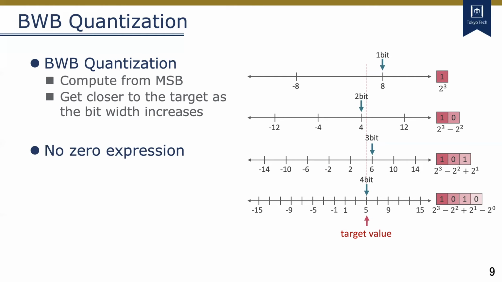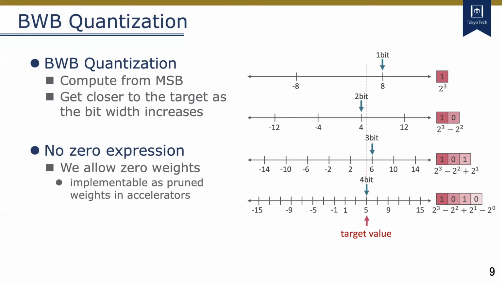On the other hand, there is a problem that BWB quantization has no expression for 0. However, we allow 0 weight because it is implementable as a pruned weight in the accelerator. Therefore, n-bit BWB quantization has n plus 1 values, including 0.